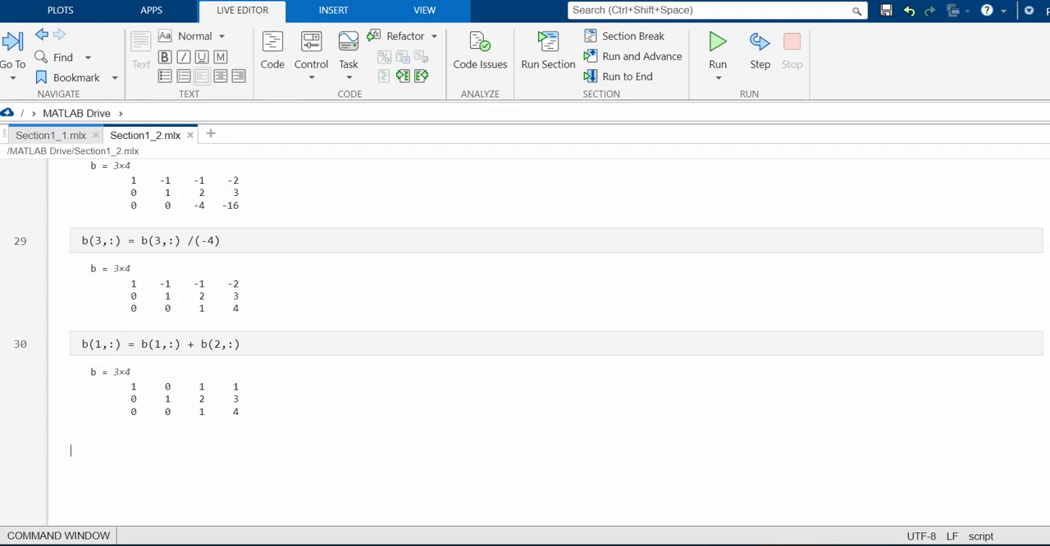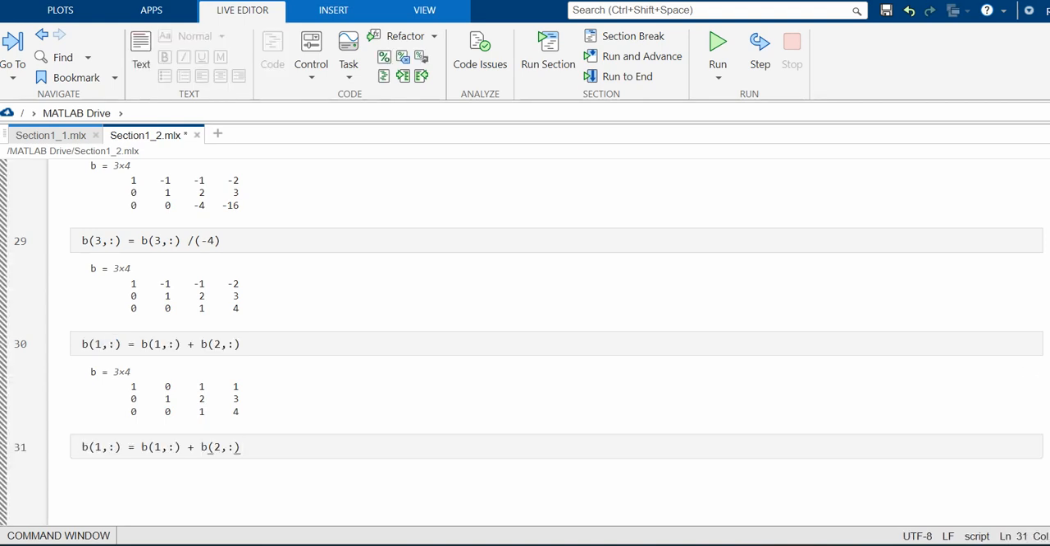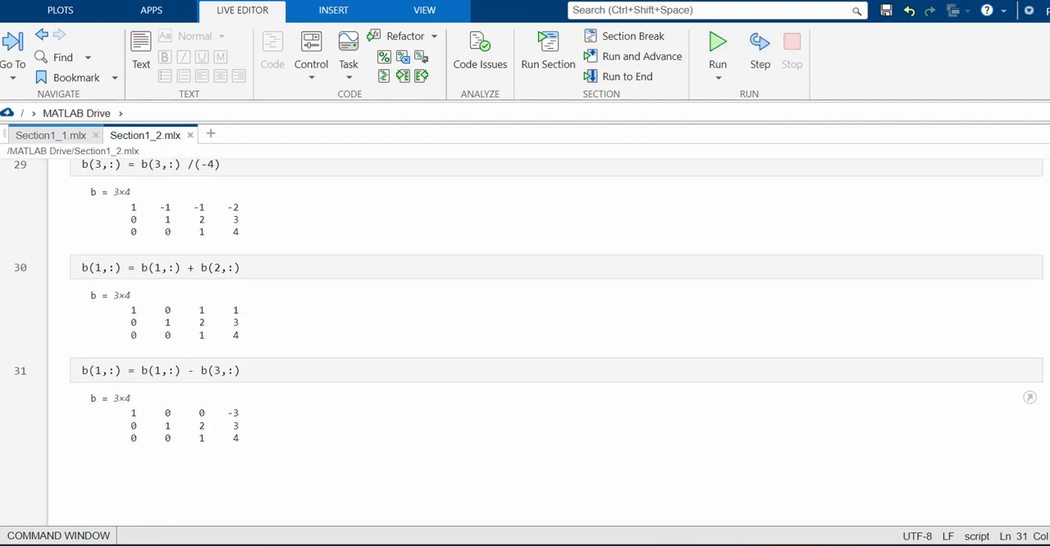Okay, now I need to get zeros above the last pivot. Well, the first thing that I need to do is fairly easy because I can just add the first row and the third row. So I can replace row 1 with the sum of itself plus row 3. Oh wait, minus row 3. I want a negative 1 times row 3. Okay, and that does get me the 0.